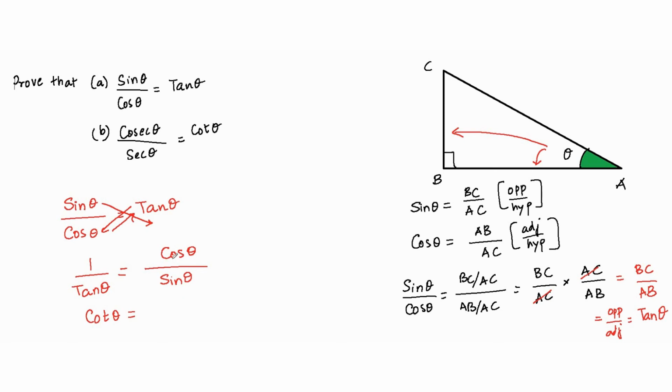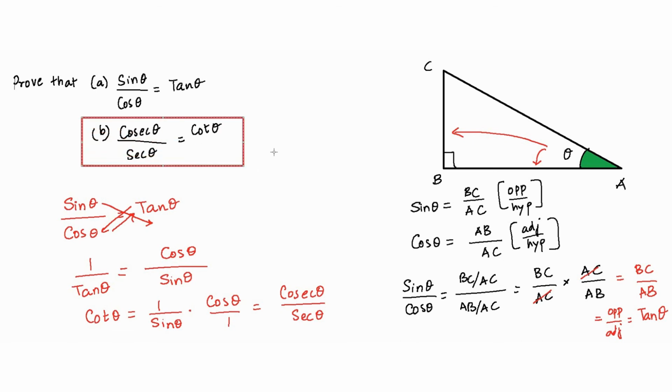And here we have cos theta upon sine theta. So I am going to write this as 1 by sine theta into cos theta divided by 1. I know that 1 by sine theta is cosec theta, and I also know that cos theta is the reciprocal of sec theta. Therefore, I get the second relation, which is cot theta is cosec theta upon sec theta. This is the second relation that I have just shown over here.